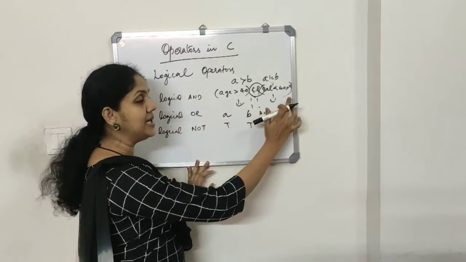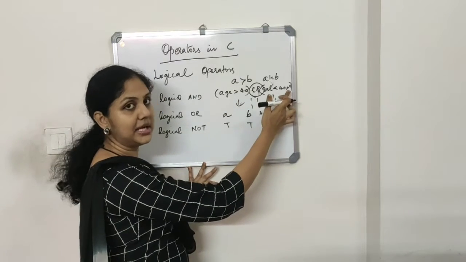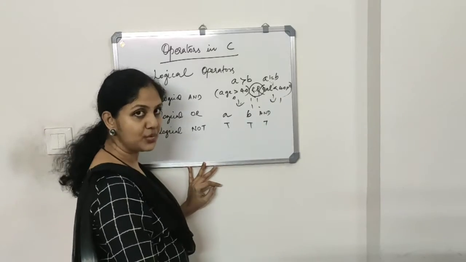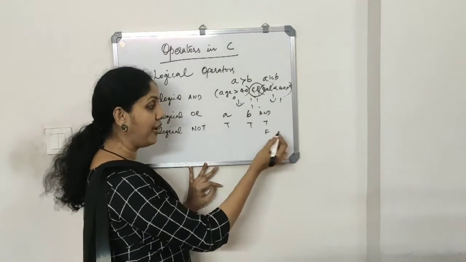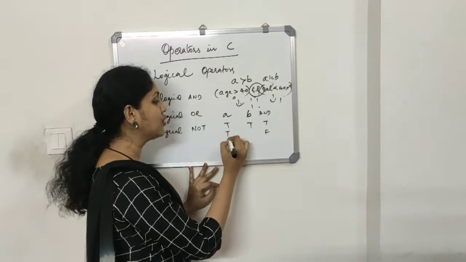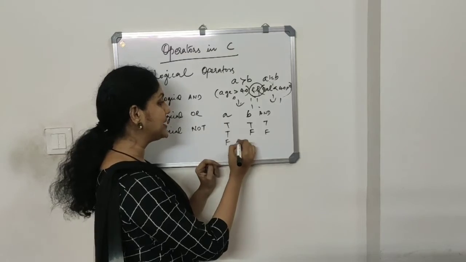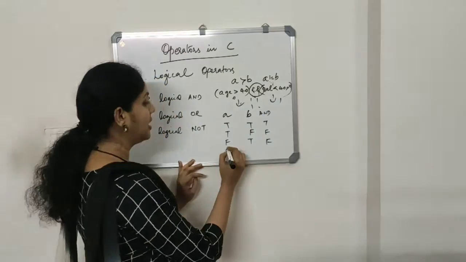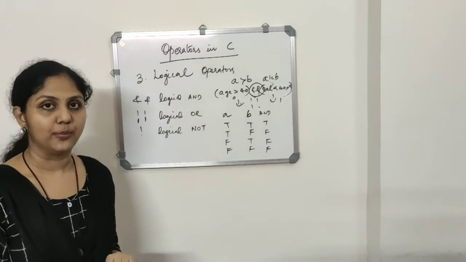If any one is false, say age is less than 40 and salary is less than 40,000, this will return a false value and this will return a true value. In that case, my output will also become false. That means if A is true and B is false, I will get a false output. If A is false and B is true, I will get a false output. And if both A and B are false, I will get a false as the output of the AND operation.